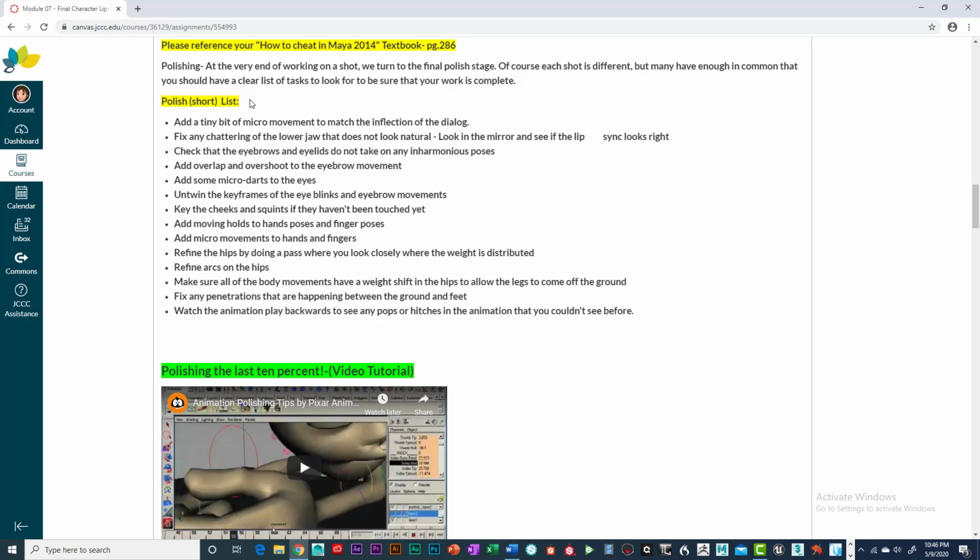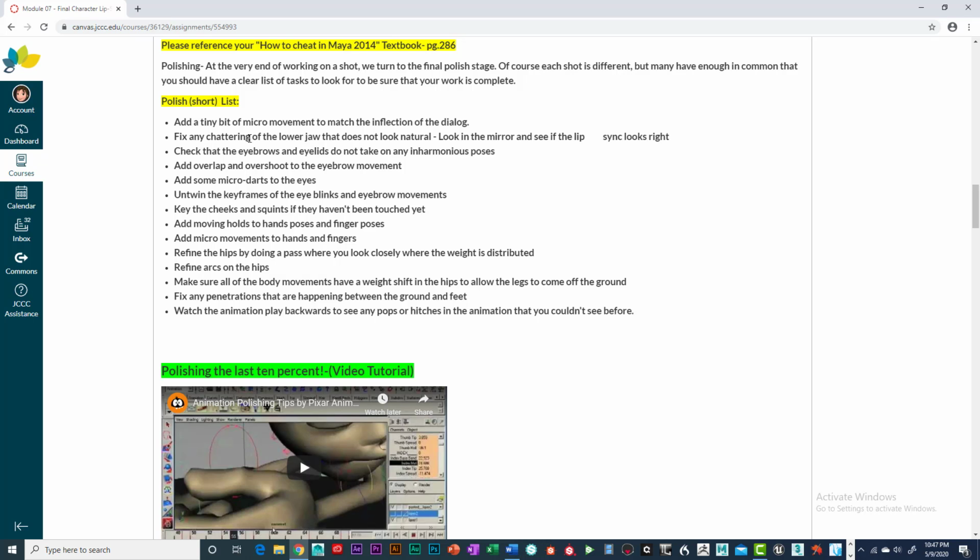So the polish list, I have added a couple here. Add a tiny bit of micro movement to match the inflection of the dialogue. What that means is muscle twinges, that kind of thing, in the mouth, the cheeks, maybe under the eye or above the eye. The eyebrows move up, so does the skin on top. Those are the micro movements they're talking about.